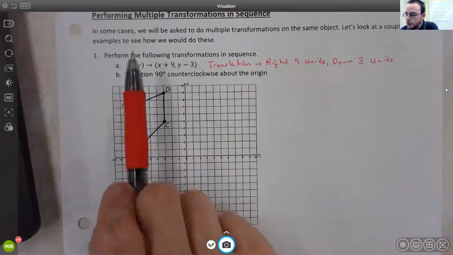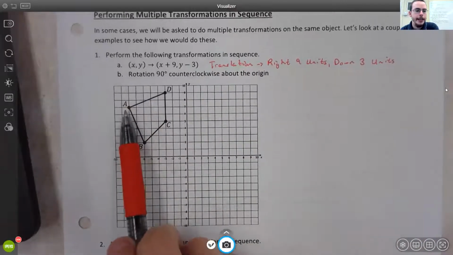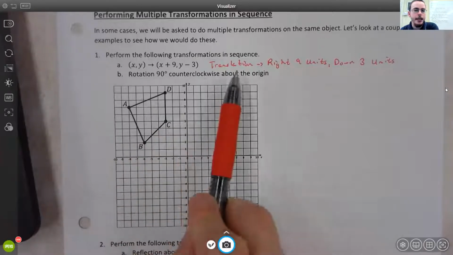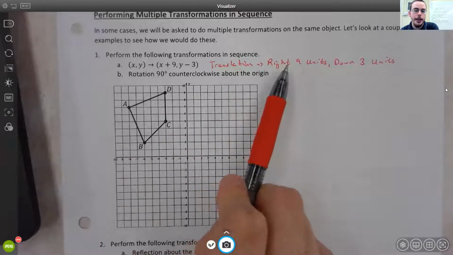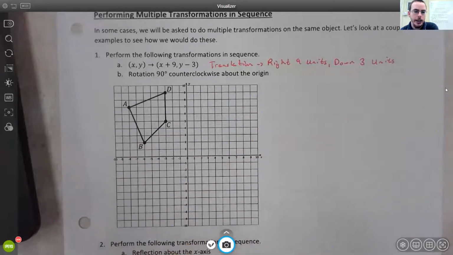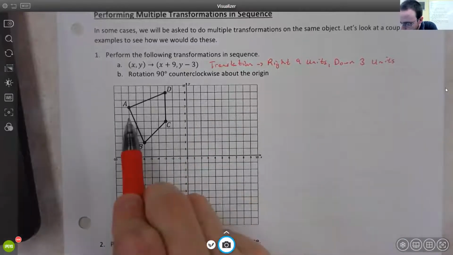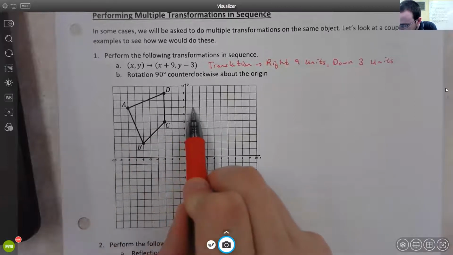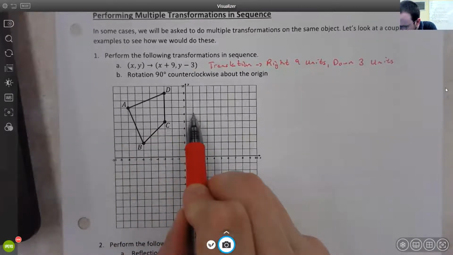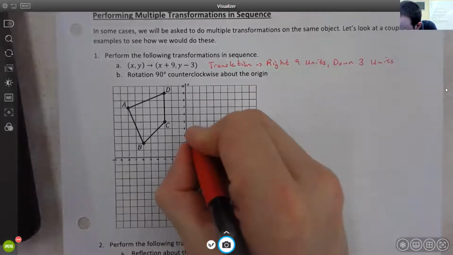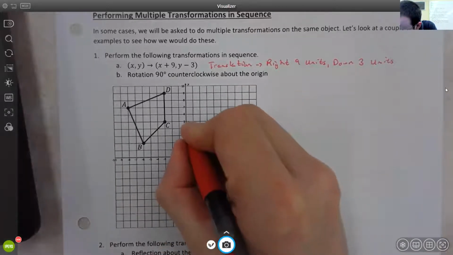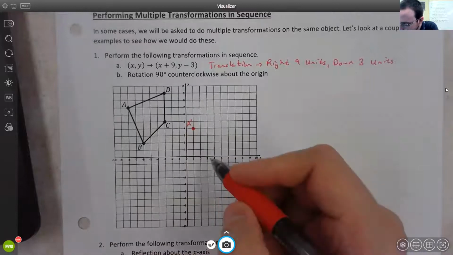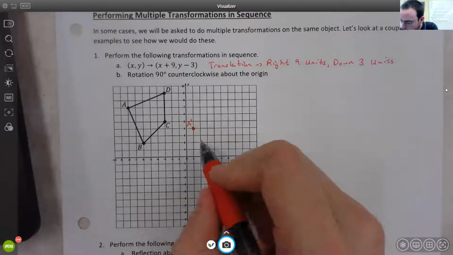So the first part we need to do is we need to take A, B, C, and D and perform a translation right 9 units, down 3 units. And that's going to be our A prime, B prime, C prime, and D prime. So A, we're going right 9 to here, and then down 3 here. So that's your A prime. I'm not going to connect these. And you'll see why here in a bit.